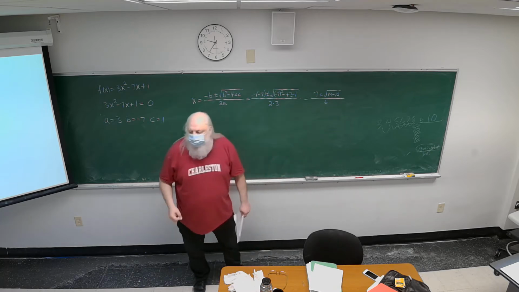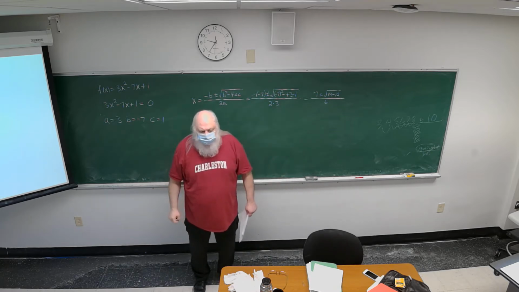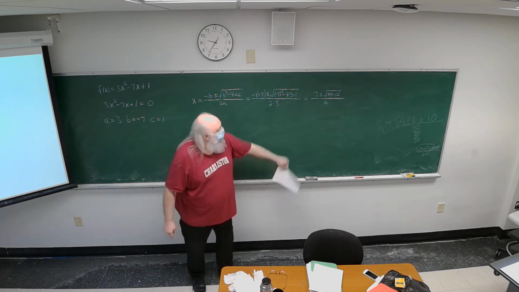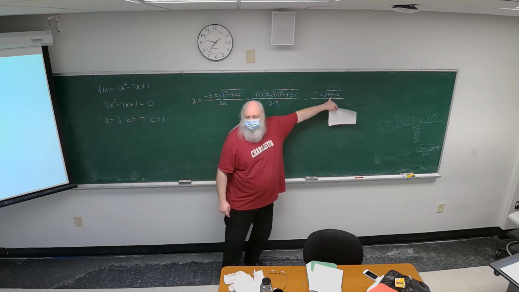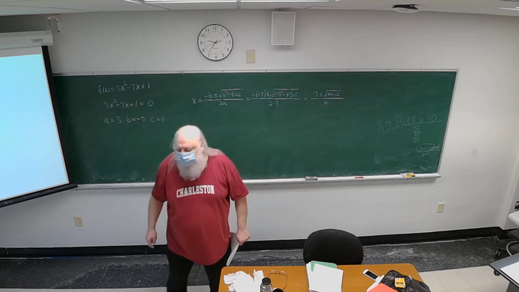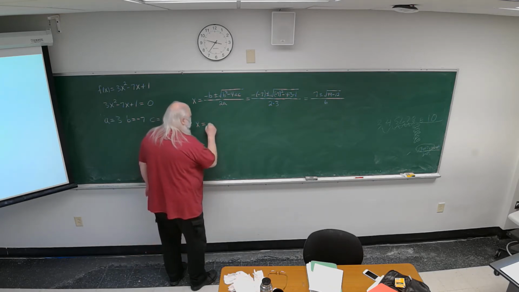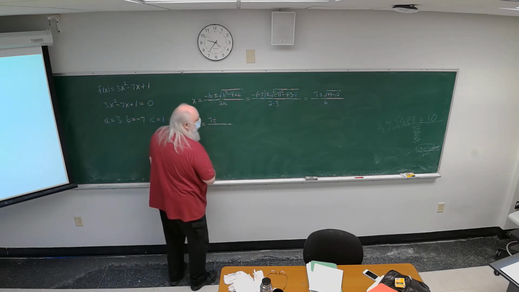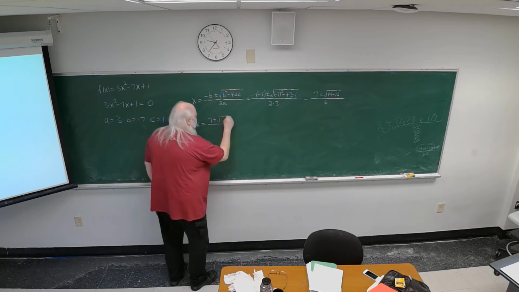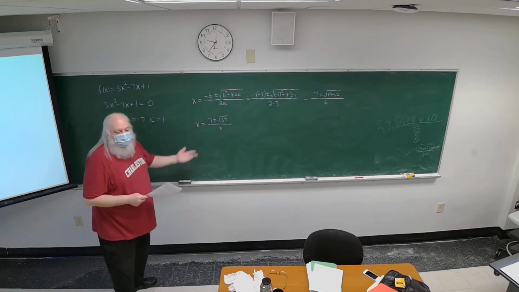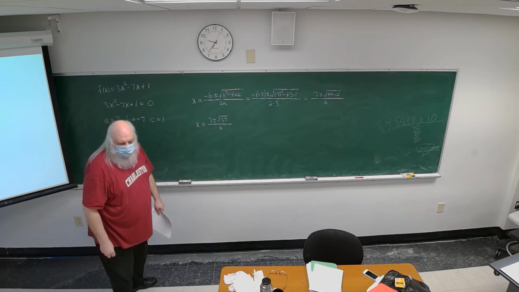Do we know how many x-intercepts there are now in the graph of this parabola? How many are there? 2, right? Because the discriminant is a positive number, right? That's what we pointed out yesterday. So x in this case is equal to 7 plus or minus, what's that, square root of 37 over 6. So, square root of 37 can't be reduced, right?